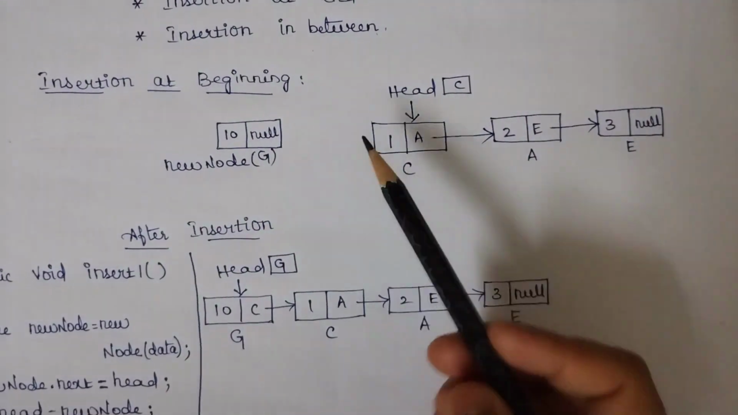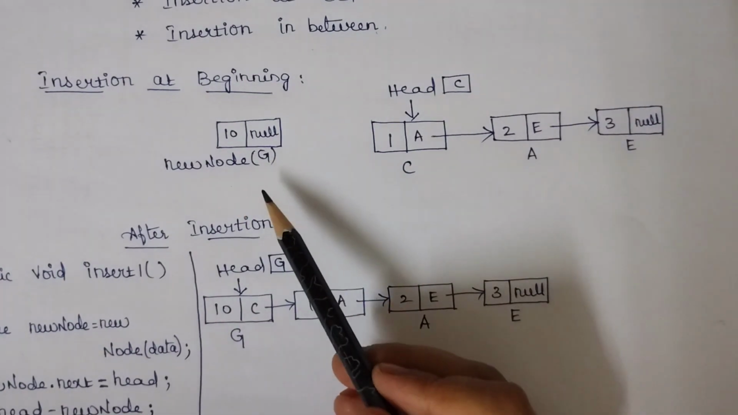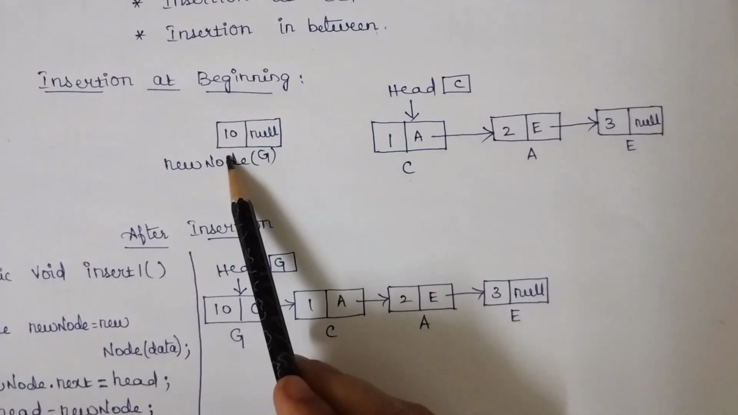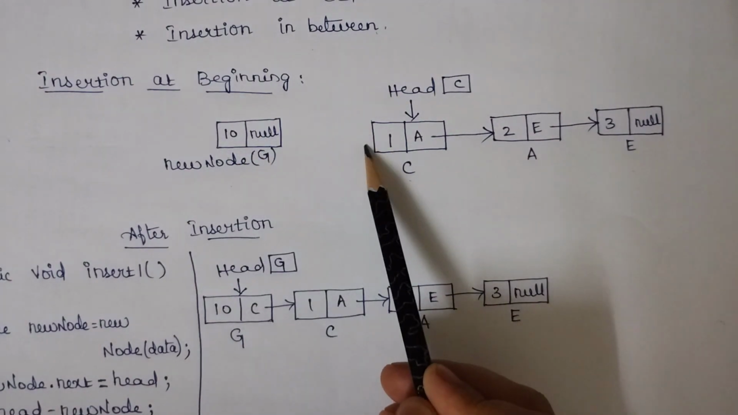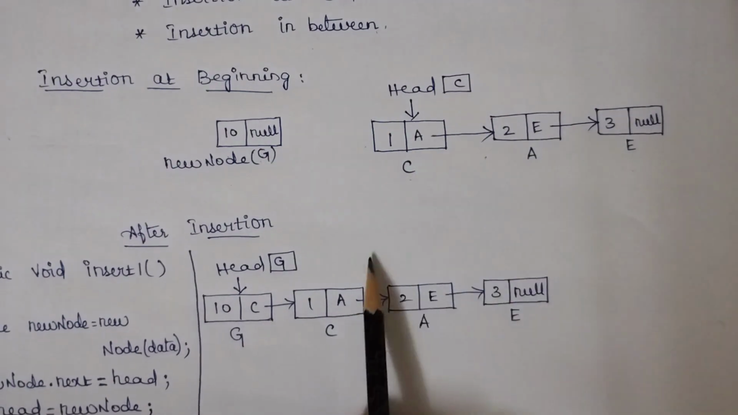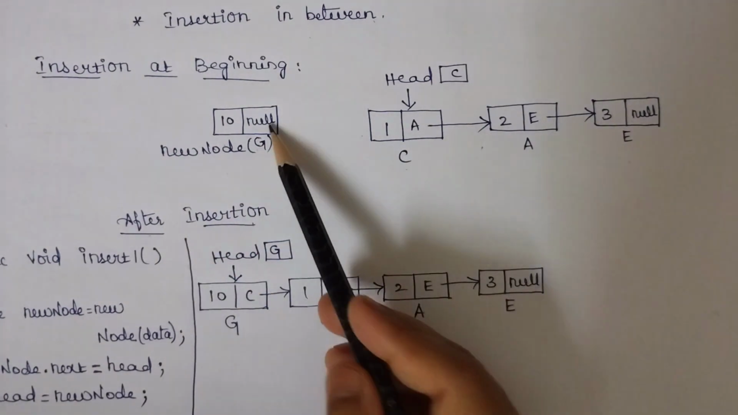So let us take, this is my new node which I want to insert into the existing list, and this is the existing list, right? So I want to insert that node in the first place of the list, that is at the head position. So how do I basically insert it? If you see here after insertion, how is my list?